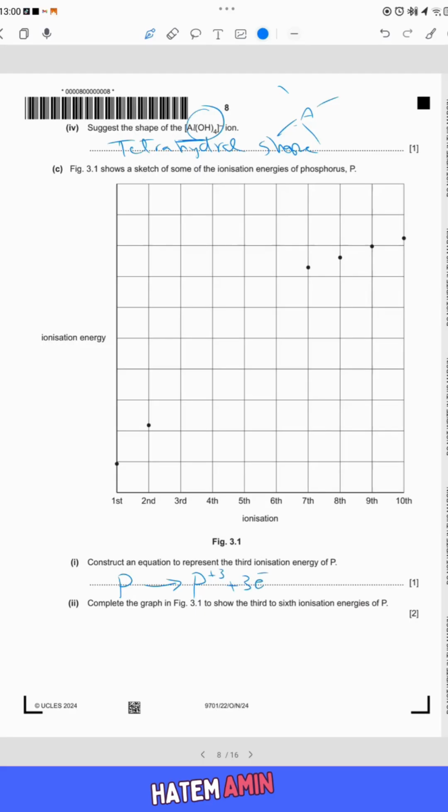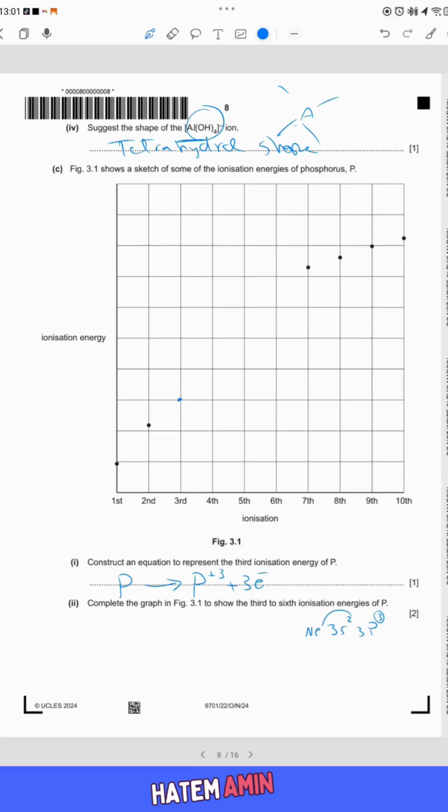The next question: complete the graph to show the third to sixth ionization energies of P. What is the configuration of phosphorus? It is [Ne] as a shortcut, then it has 3s2, then it has 3p with 3 electrons. The first 3 electrons removed are from 3p, which is the first, second, and third. So the third one we can draw like the normal increasing.